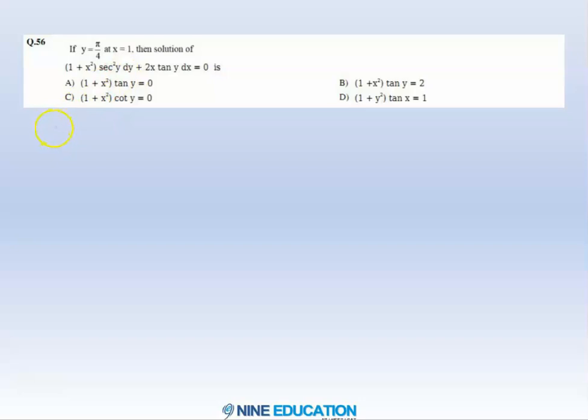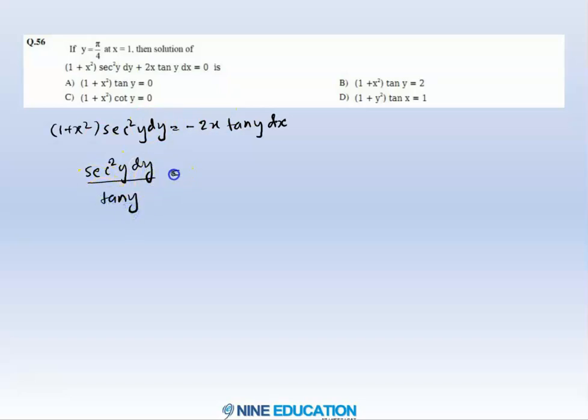If we observe, 1 plus x square secant square y dy can be written as minus 2x tan y dx, and if we start separating the variables, we will basically get secant square y dy divided by tan y, and on the right side we will get minus of 2x divided by 1 plus x square dx. So on the left side we have all the variables of y, and on the right side we have the variable x. So let us integrate both sides.